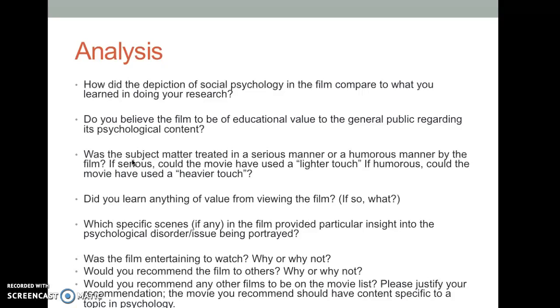Next question. Was this film entertaining to watch? Why or why not? Yes, it was pretty entertaining, just because I've never seen a film like it before. Would you recommend the film to others? Why or why not? Yes, this movie was very educational, and I was entertained by it. Would you recommend any other films to be on the movie list? Probably not. No.